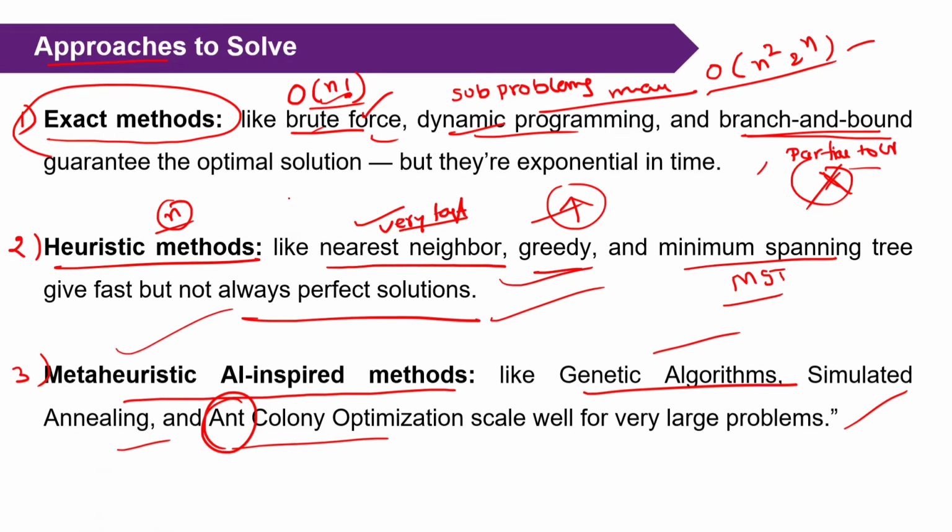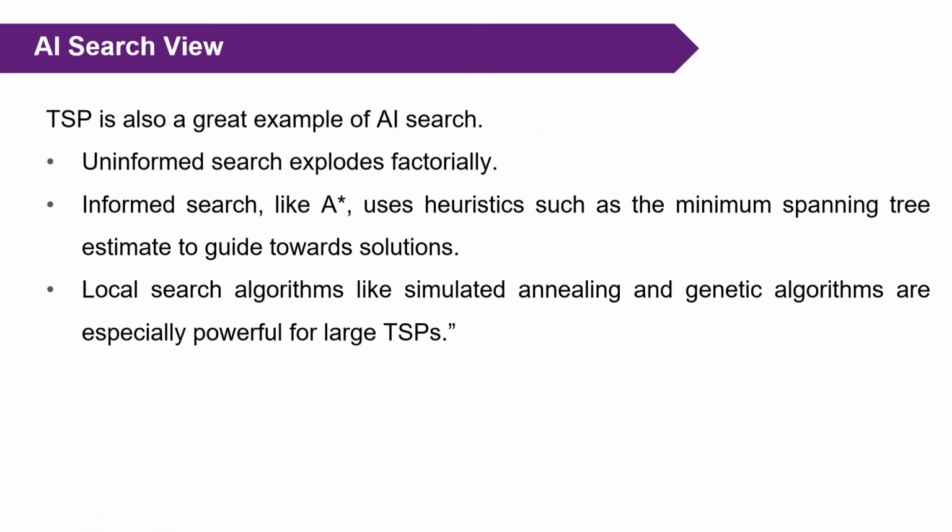That is the reason in all the methods that we discussed so far, we used a common example, the traveling salesman problem. Now, we are seeing the traveling salesman problem from an artificial intelligence point of view. Uninformed search, like DFS and BFS, explores factorially, meaning the growth is factorial. The uninformed search performance is impractical due to factorial growth.